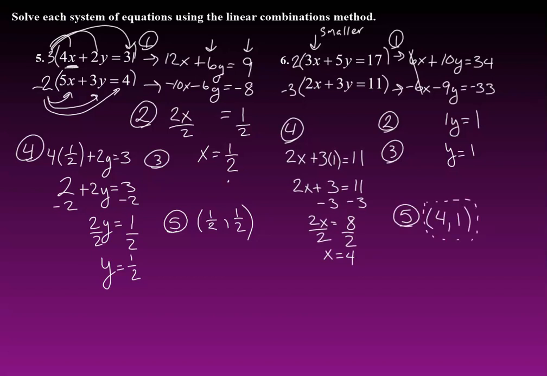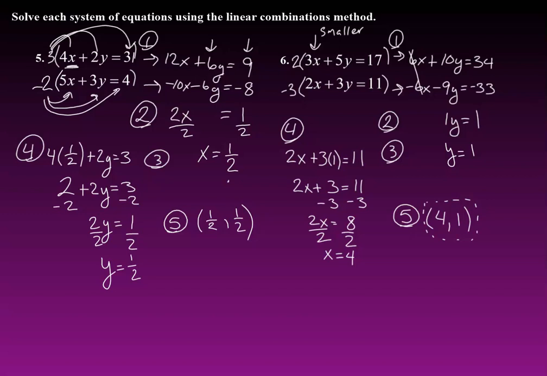Okay, so hopefully you chose to multiply and get rid of your x's, and so you multiplied the first equation by 2 and the second equation by -3. If you chose to get rid of your y's, then you should have multiplied the first equation by 3 and the second equation by -5. Or at least one of them had to be negative.